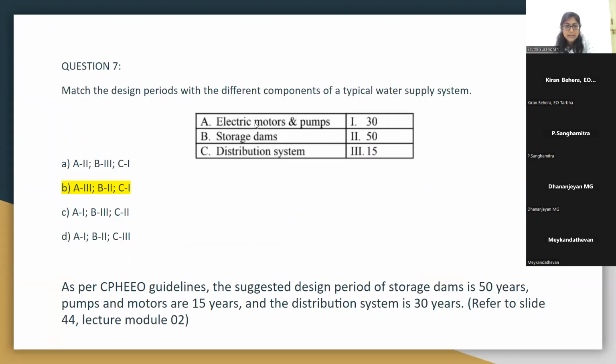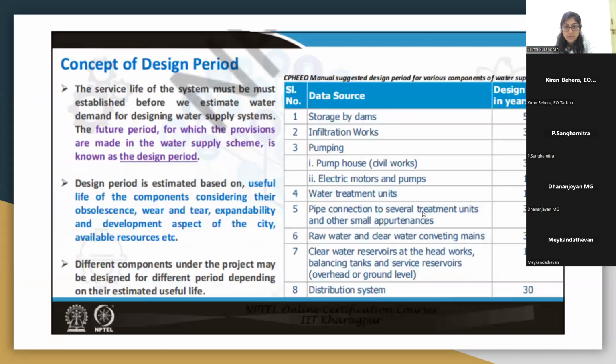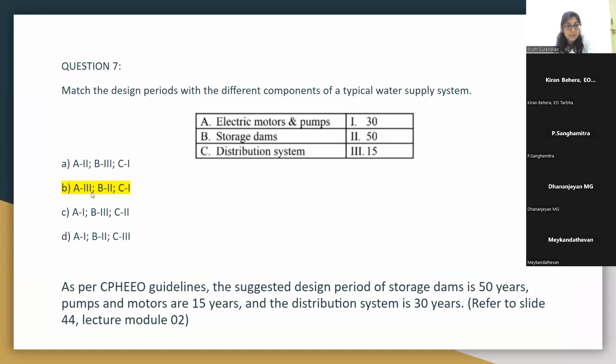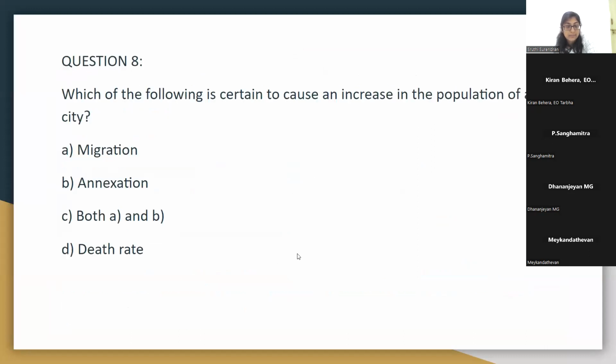Storage dams, electric motors, pump, and distribution system. So storage dams require 50, distribution system requires 30, and electric motors and pump require 50. So the answer will be B, A3, B2, C1. Okay. Again, this is according to CPHEEO guidelines.